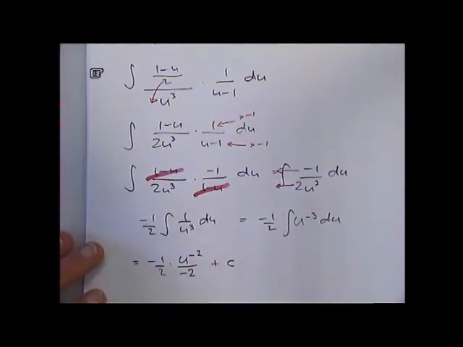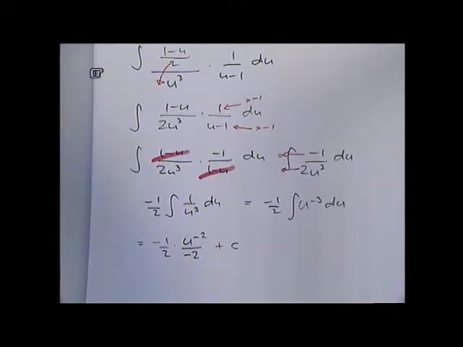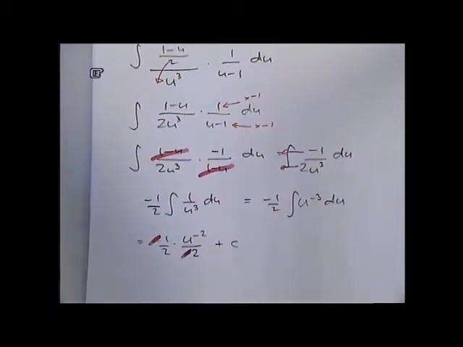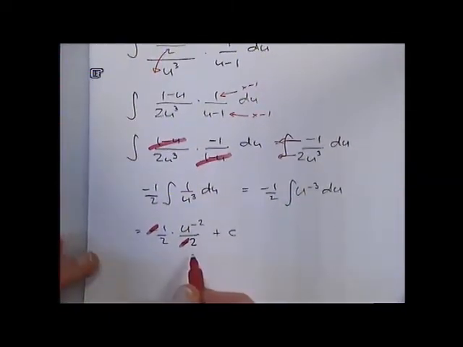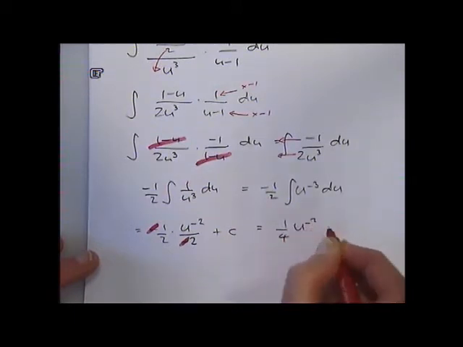Okay. What can we do at this stage? Is there anything we can effectively cancel or get rid of? There's something on the top and something on the bottom somewhere. Yeah, a minus on the top and a minus on the bottom. Because they're being multiplied, we can get rid of those. The 2 times by 2, well, that's a quarter. So what I've got now is a quarter u to the minus 2 plus c.